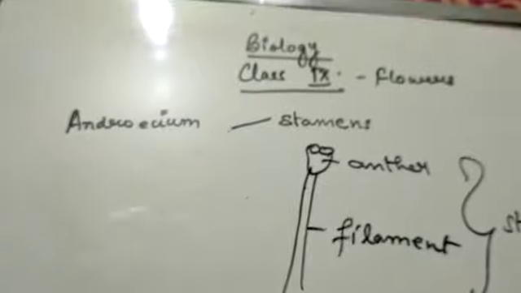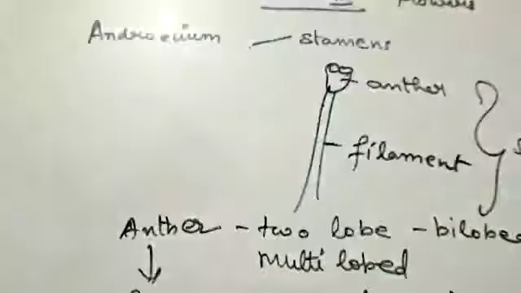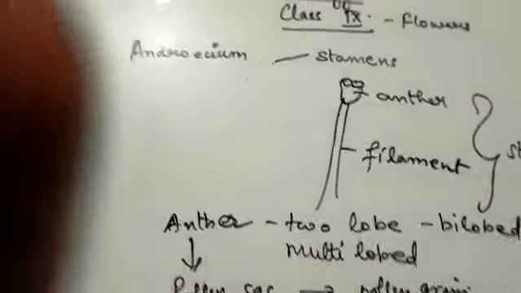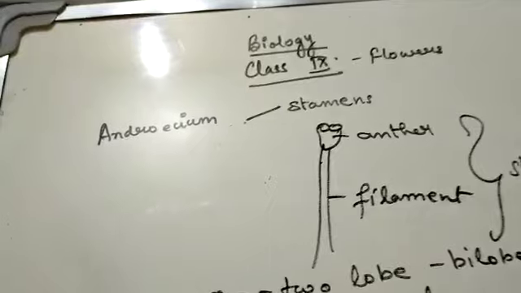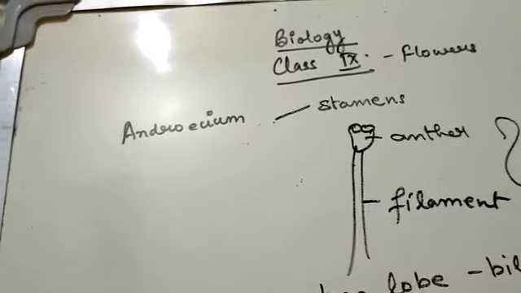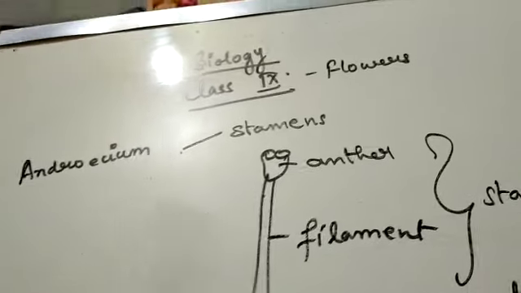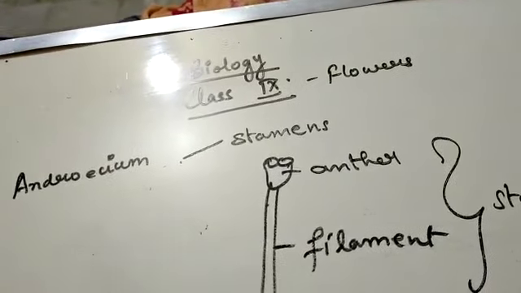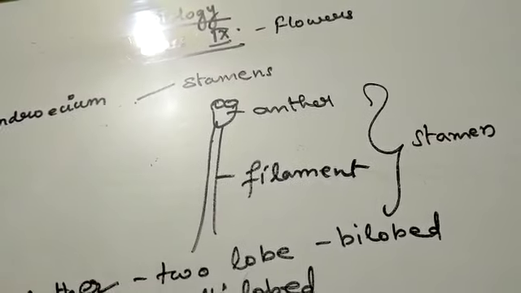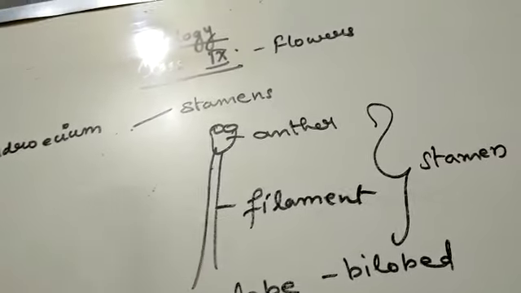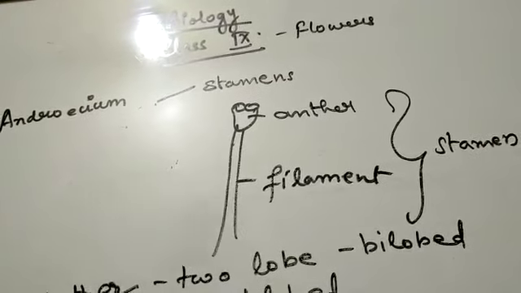So here we are. The first reproductive part is the androecium, that is the male part. Andro itself means the male part. So the androecium altogether is also called the stamens. This stamen has 2 parts, that is the anther and the filament. You can see the figure, a rough sketch I have drawn for you. This anther and filament together is called the stamen.